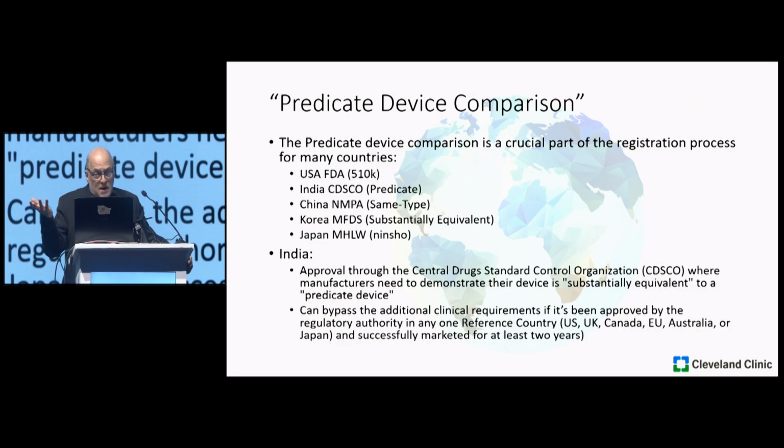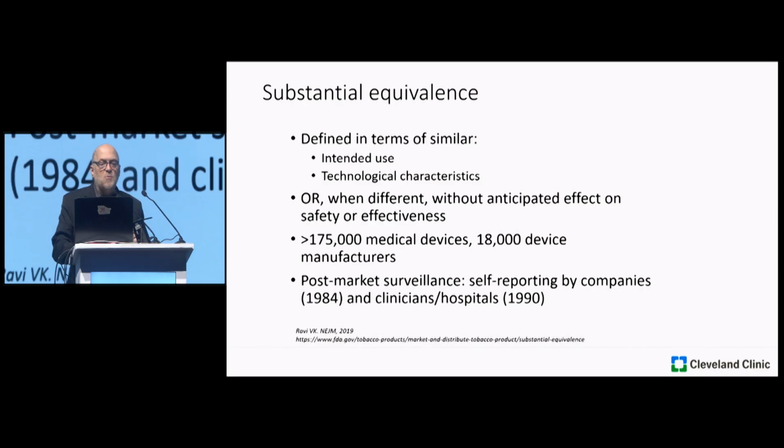In India, where we are now, approval is through the Central Drug Standard Control Organization, CDSCO, where manufacturers just need to demonstrate that their device is substantially equivalent to a predicate device. In India, you could also bypass that completely if the device has already been approved by one of these reference countries and has been successfully marketed for at least 2 years. So this predicate device comparison is a very nice way to get your new technology to market.